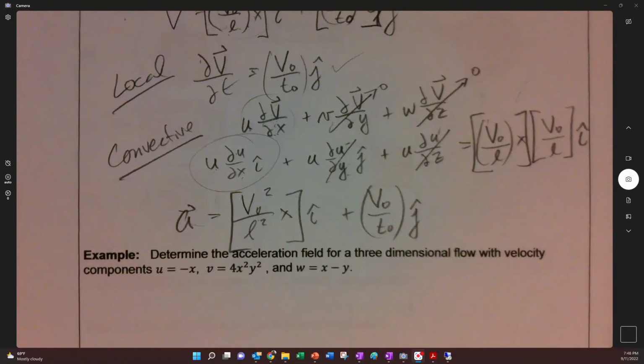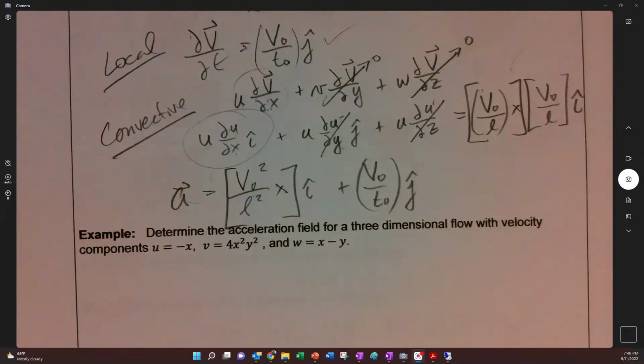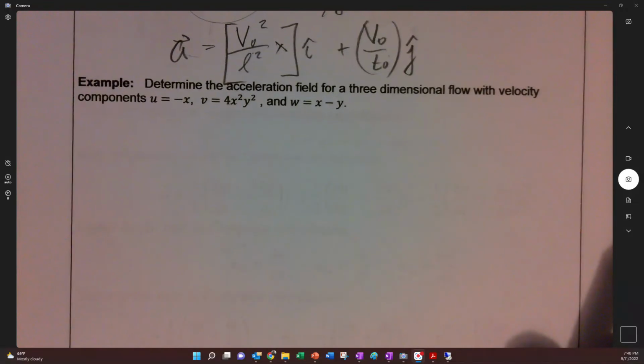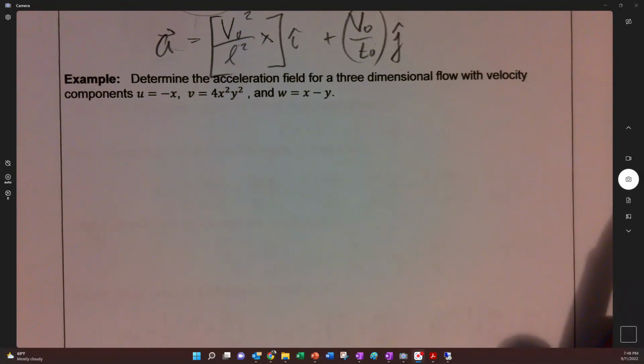I've already made this video really long, and you don't really care, I know. But I'm going to go ahead with another example, and let's see if we could do this efficiently. But maybe not. We'll see. So this is a three-dimensional field.